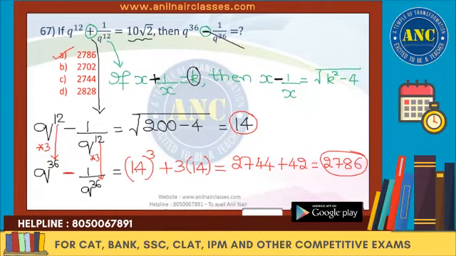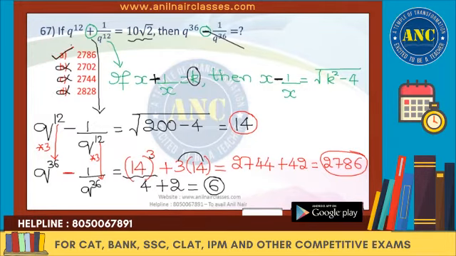14 cube, unit digit of 14 is 4. 4 cube is how much? 64. Unit digit of this number is 4, plus 14 into 3. 4 into 3 is nothing but 12. Unit digit of second number is 2. That means unit digit in the answer should be 6. There is only one option having the unit digit 6.